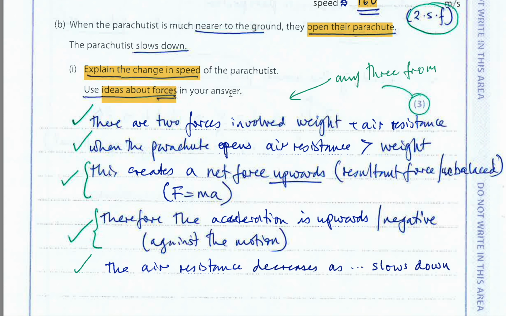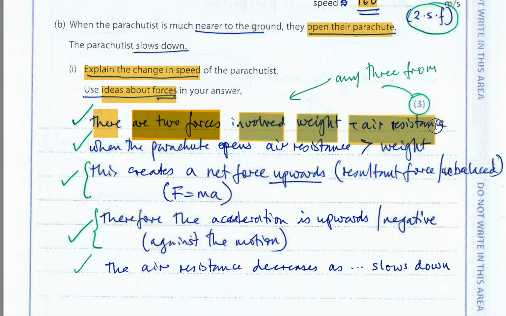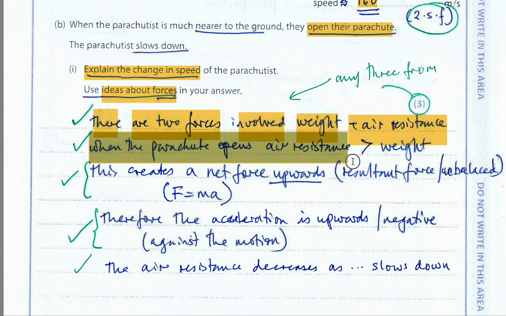So you must realize that if you don't mention the forces, you're not going to get the marks. The first thing you could say is what forces are involved. Well, two forces are involved. If you mention that they're weight and air resistance, that's one mark on its own. When the parachute opens, the air resistance suddenly becomes bigger than the weight because of the greater surface area, so it has more resistance to the air as it's falling through.